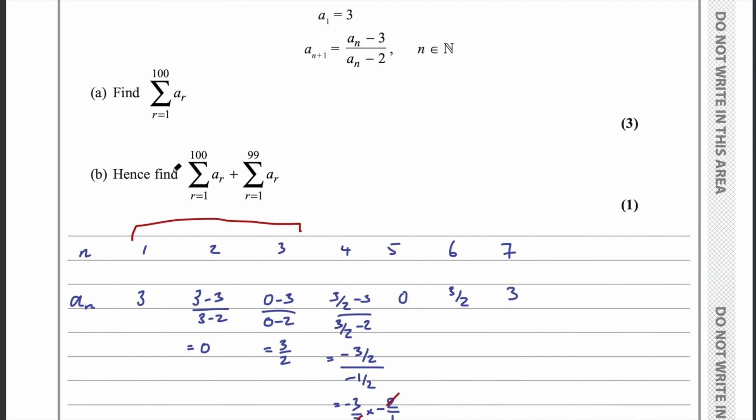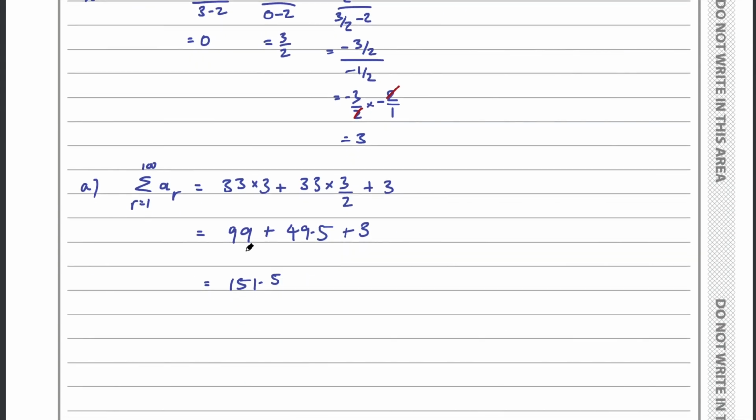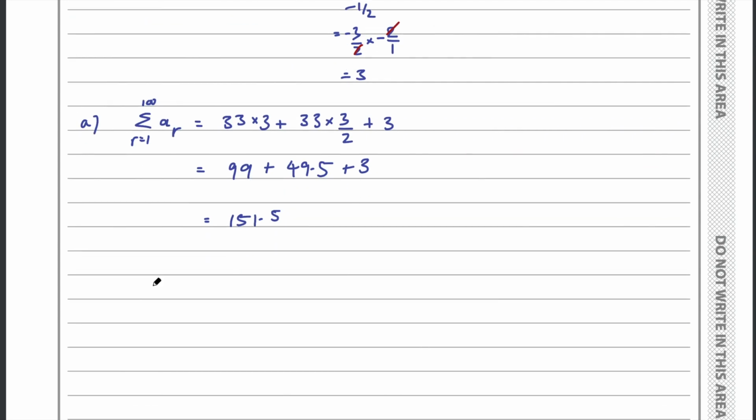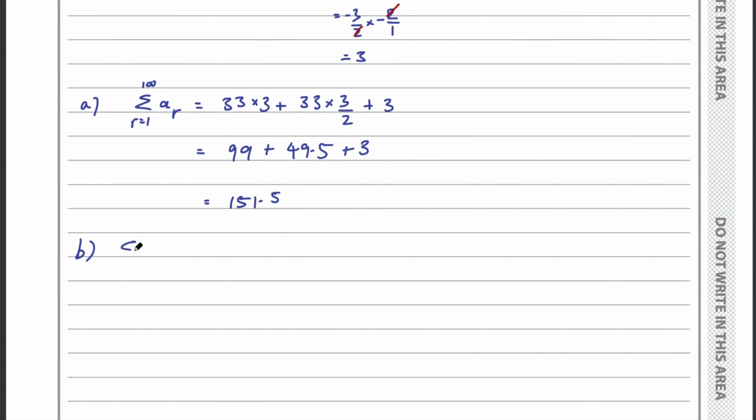Part B says, hence find the sum of the first 100 terms plus the sum of the first 99 terms. Okay, so what we'd have is just this bit. So this is the first 99 terms without that plus 3 added on the end. Remember, that was the 100th term. So we could say that this is just going to be this bit plus 151.5.